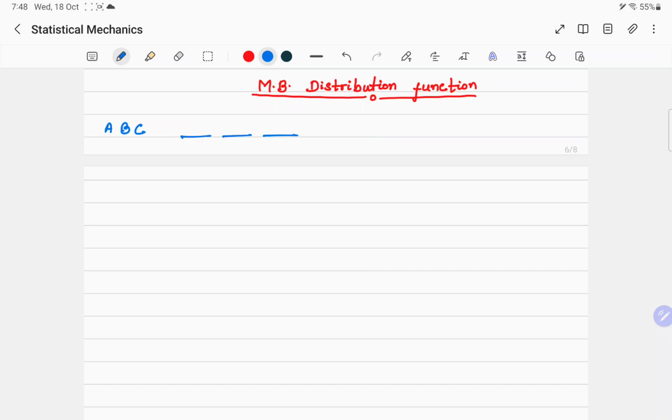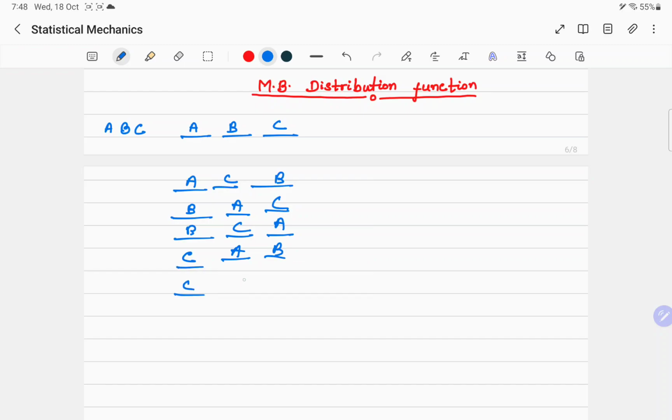So how many ways can I arrange these three particles in three energy states? I can keep A here and B, C here. I can keep A here, C here, B here. For the next two arrangements, let's put B here: so A, C and C, A. Next, let's put C here: so that will be A, B. Again C here, it will be B, A. So in total, I can find 1, 2, 3, 4, 5, 6.